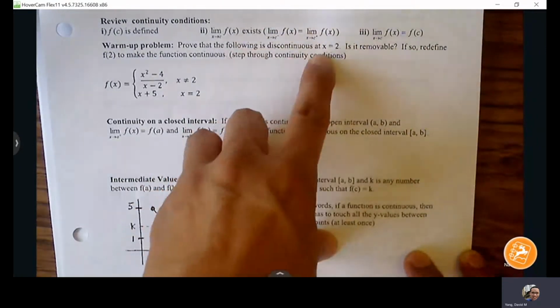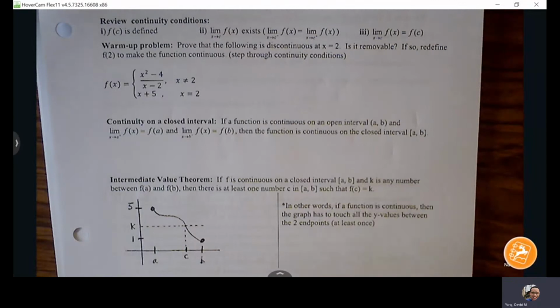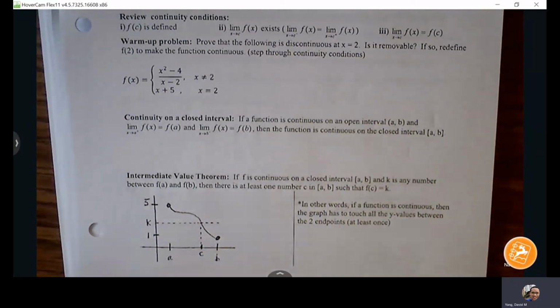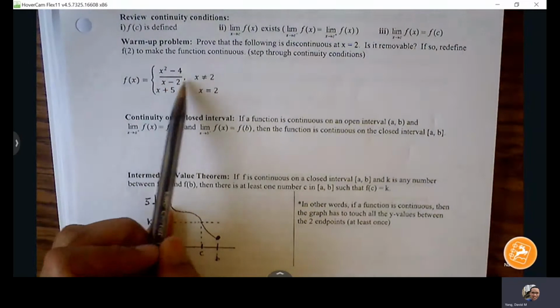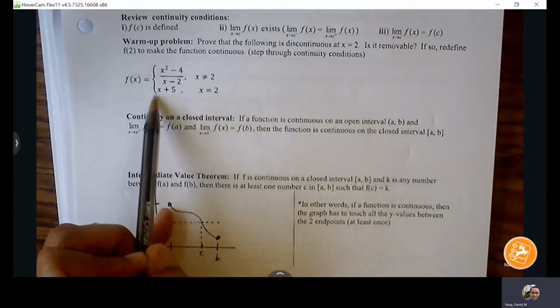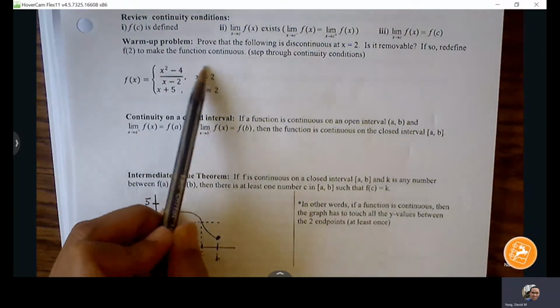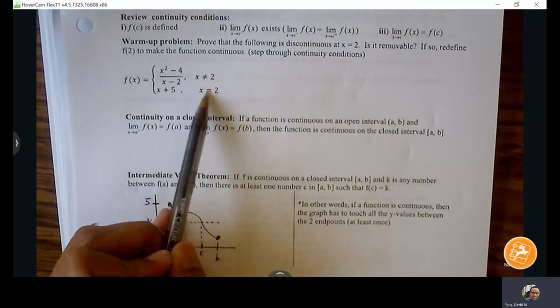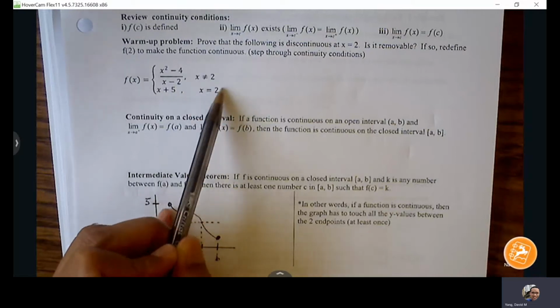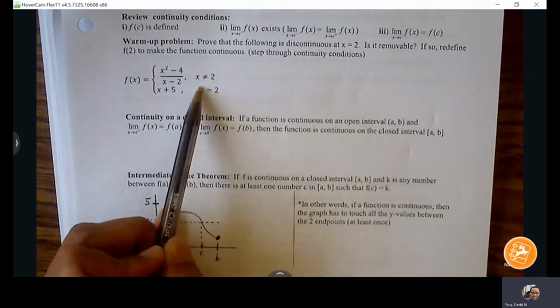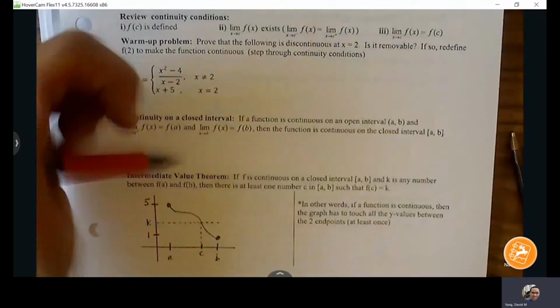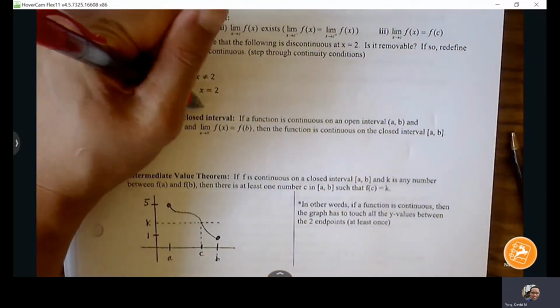Okay. The direction says prove that the function is discontinuous at x equals 2. So this is how we approach a piecewise function. You see how there's a function defined here, there's a function defined here. We always look at the restriction to locate our c value. This is the center of our problem right here. Even if they don't state it explicitly, that's going to be our c value.